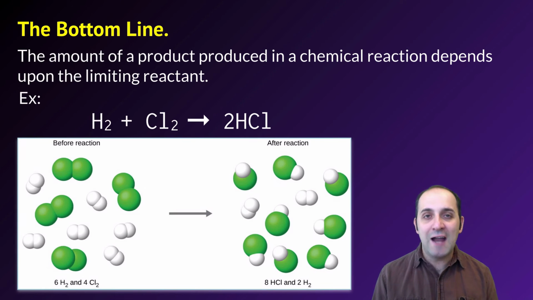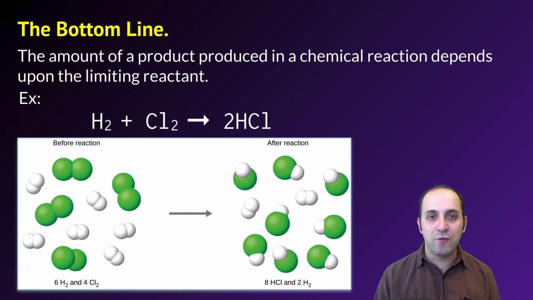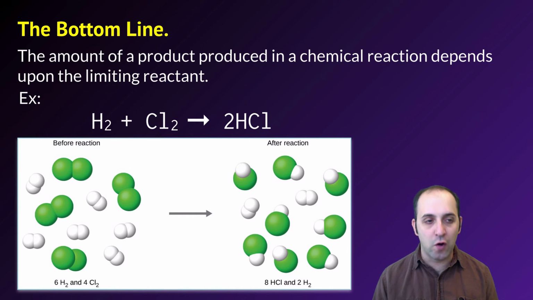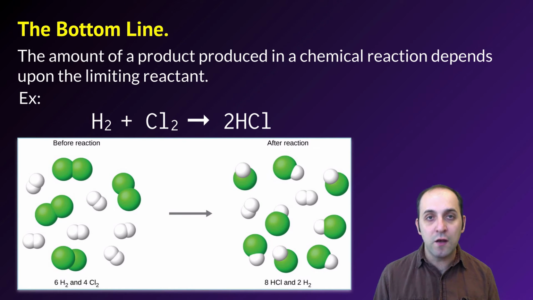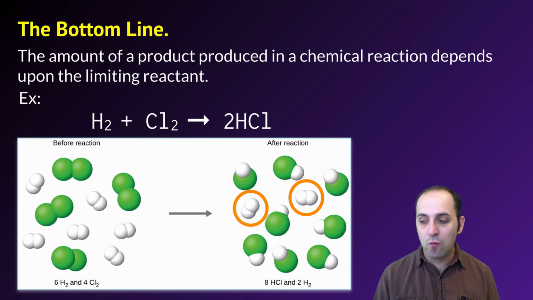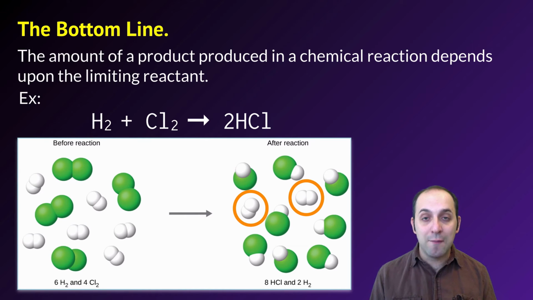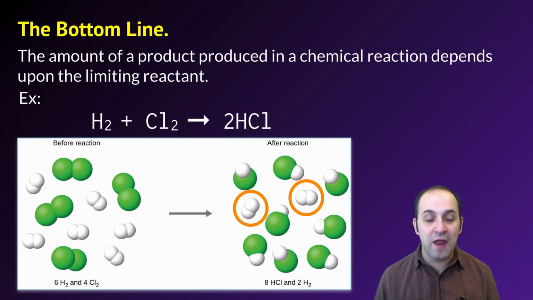Here's an example: hydrogen gas and chlorine gas, the chemical analog of our sandwich. So hydrogen gas combines with chlorine gas to make 2 hydrogen chloride molecules. If you look before the reaction, we have 4 molecules of chlorine, which are the big green atoms, and we have 6 molecules of hydrogen, which are the little white atoms. But after the reaction, we still have 2 hydrogens remaining. That's because chlorine is our limiting reactant. We can only react those 8 chlorine atoms with 8 out of our total 12 hydrogen atoms. After that's done, there's just no more chlorine to react with the hydrogen. This is what a limiting reactant is.